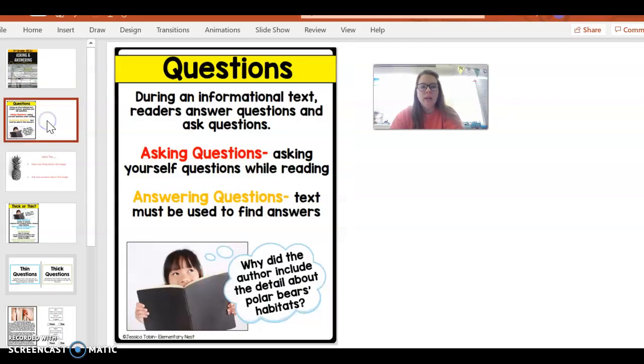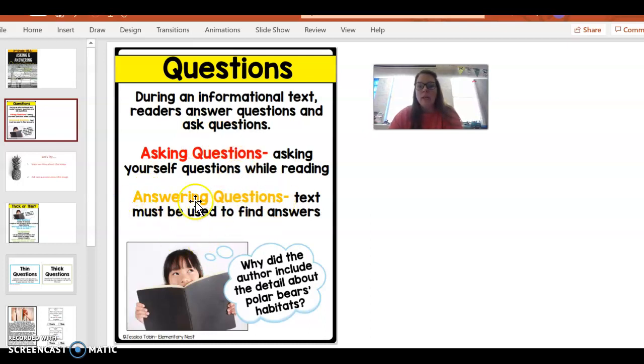So when we are reading a nonfiction text, we should be asking ourselves questions. So during an informational text, readers ask questions and they answer questions. Okay, so when we ask questions, we're asking ourselves questions while we are reading. So if we're reading a story about an animal, we might be asking, oh, I wonder where they live, or I wonder what they eat, or are they a predator, or are they the prey? So asking those questions helps us understand the story better.